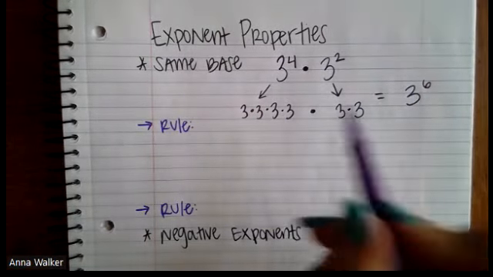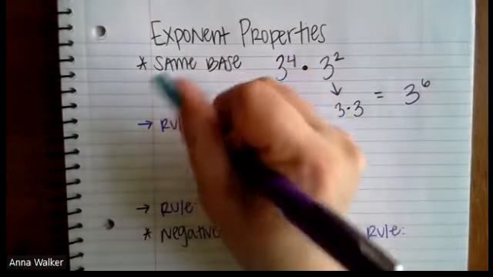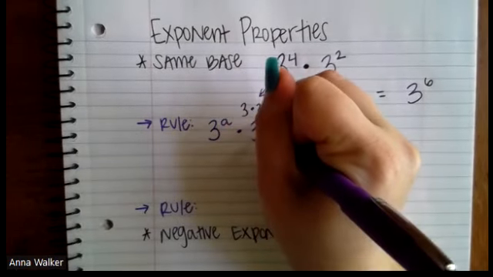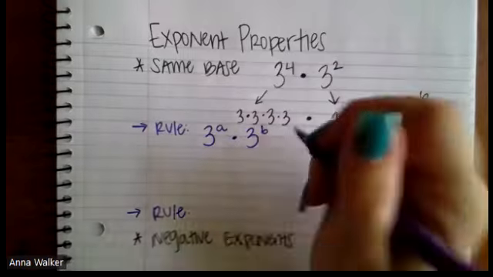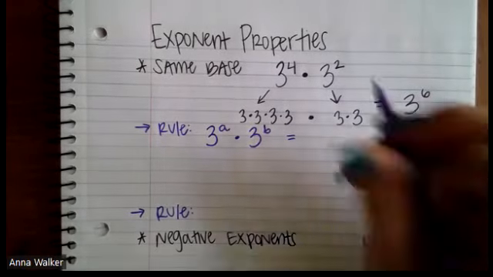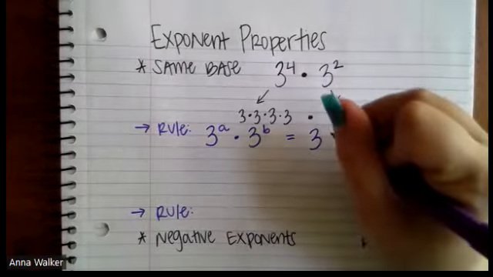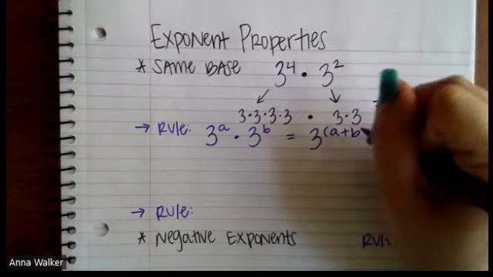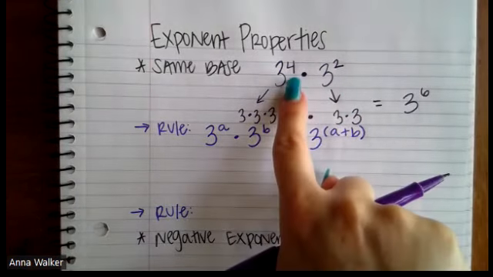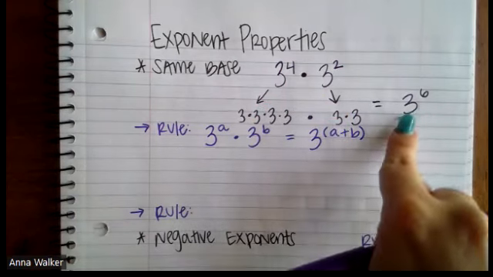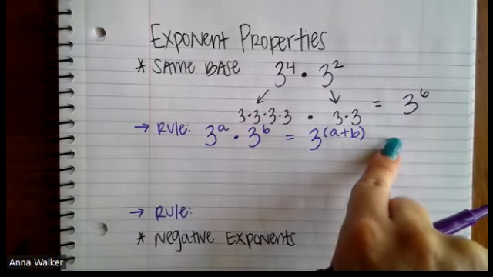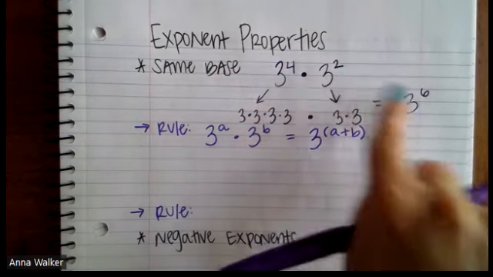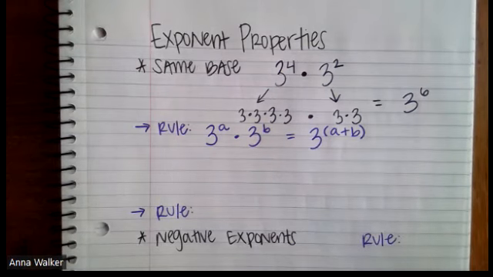So the rule is when we are multiplying exponents and they have the same base, for example, 3 to the power of A times 3 to the power of another number, let's say B, the rule tells us that to rewrite the exponent we just keep the same base, but our new power is going to be whatever A plus B is equivalent to. So we found out that 3 to the power of 4 times 3 to the power of 2 is the same as 3 to the power of 6 by using the expanded form. But another way we could have thought about that is it's the same thing as 3 to the power of 4 plus 2, which is also 3 to the power of 6.